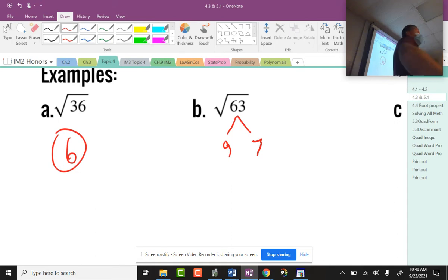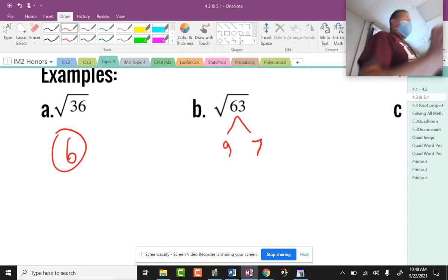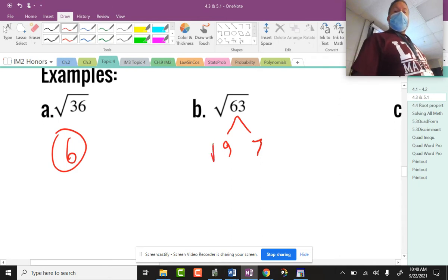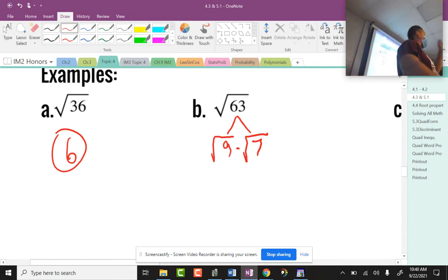Okay, then I can ask everyone, and this is how this really works. You can really separate this into 2 separate square roots. And I could ask everyone, what's the square root of 9? And they would answer what? 3. Everyone can do that.